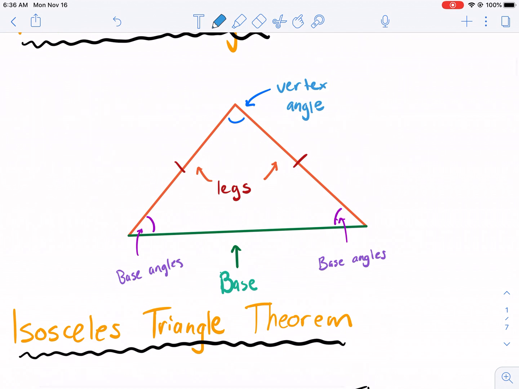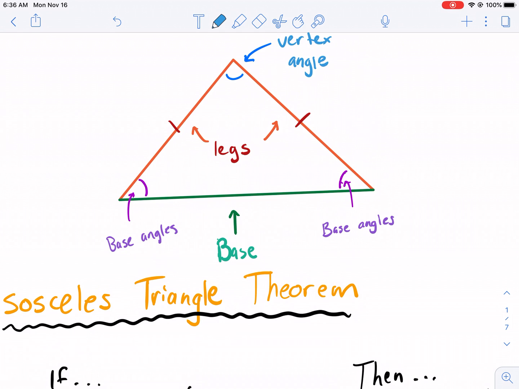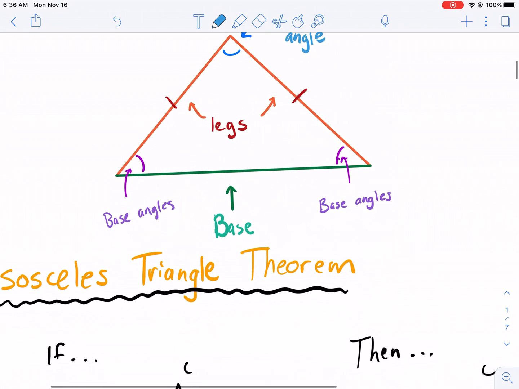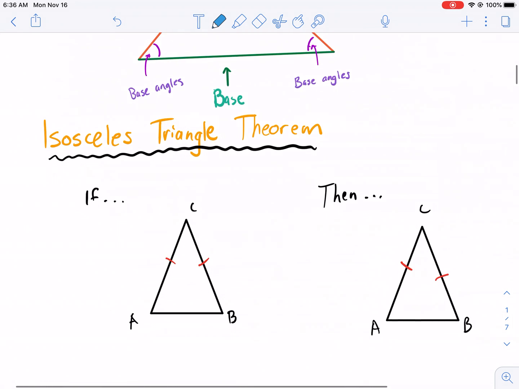Now, very important, the legs are the same. Base angles, what do you suspect those are going to be? Okay, take a prediction. We're going to find out very soon how they are related.